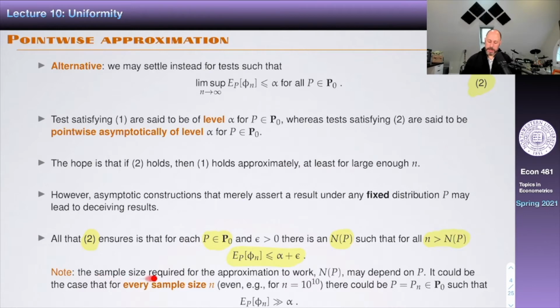The issue here is that the sample size required for this approximation to work, which I specifically denoted as NP, may depend on P. And this is the issue, because then it means that it could be the case that for every sample size n, it doesn't matter how big it is, 10 to the power 10, there could be a distribution P, which of course is going to depend on the n that you pick. So I'm going to denote it here Pn, such that the rejection probability is much larger than alpha. Okay, so the issue then is that this here, if you compare this with our definition over here, let me write it here just so that we have both in the same slide.